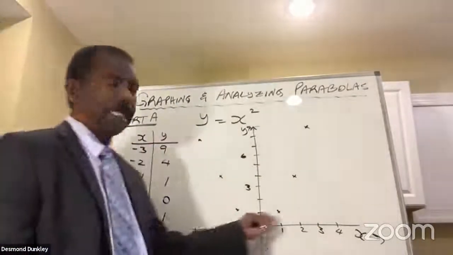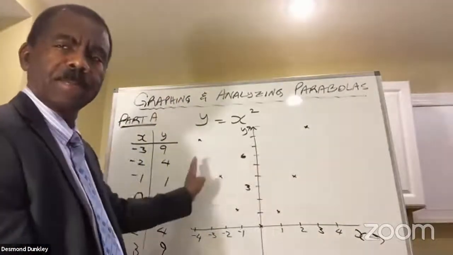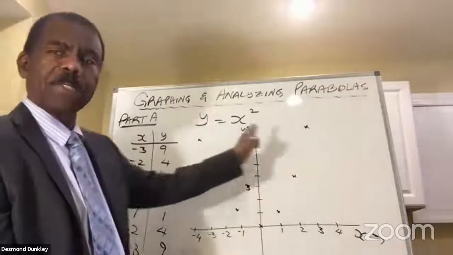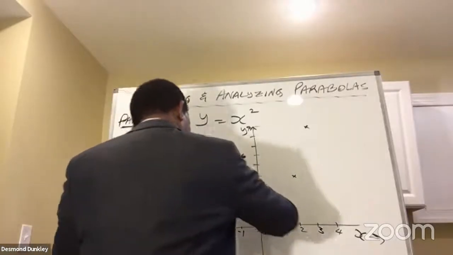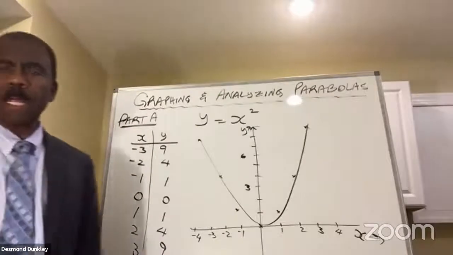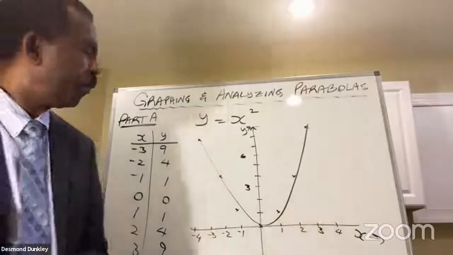So we can see that there is a symmetry. It's duplicated across the y-axis. What is on the left is also on the right. And your graph would look something like that. Okay? And that's the shape, almost like a U.